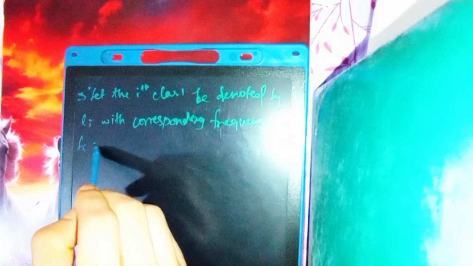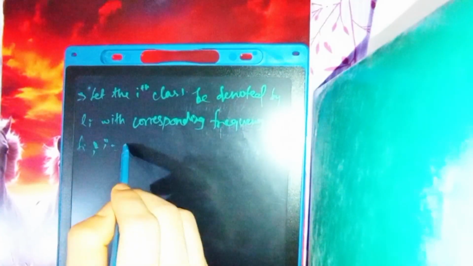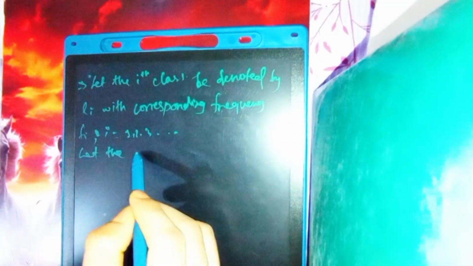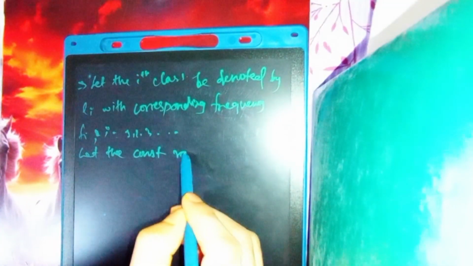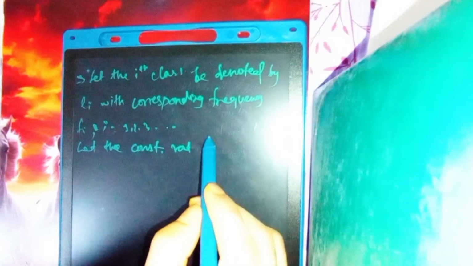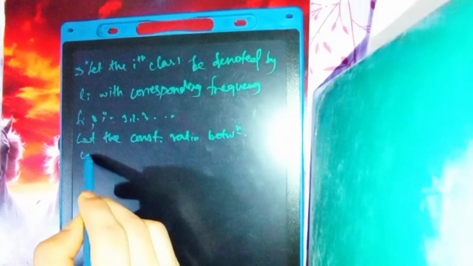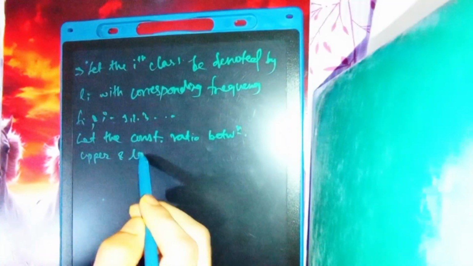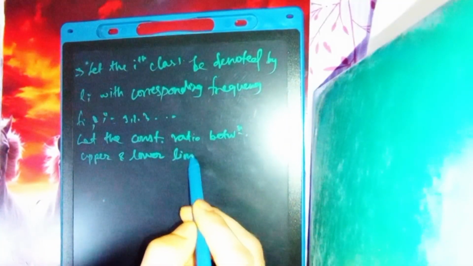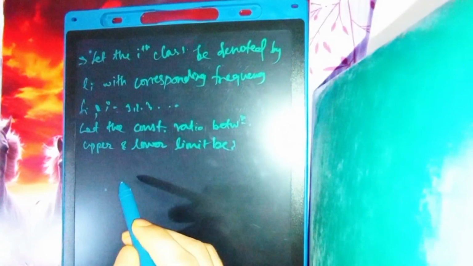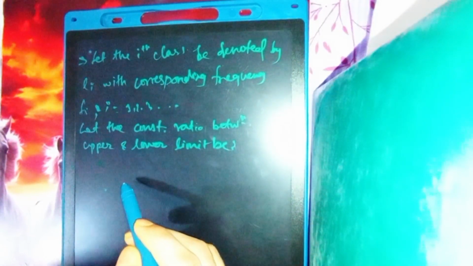fi, in which i is equal to 1, 2, 3, up to n, and let the constant ratio between upper and lower limit be, we will let the constant ratio be lambda.